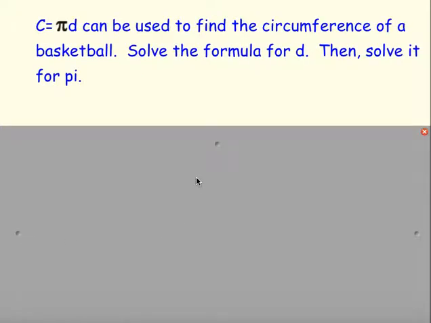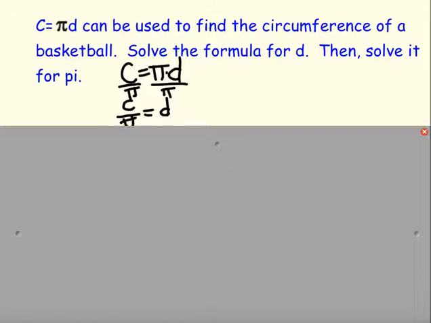All right, another one. Circumference equals pi times diameter can be used to find the circumference of a basketball. Solve the formula for diameter. Then solve it for pi. So let's solve for each of these. And in the first case, we have circumference equals pi times diameter. So to solve for diameter, I'm going to need to divide by pi on both sides. And we see that diameter can be found by doing the circumference divided by pi.